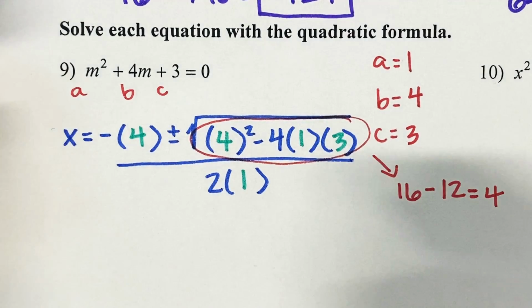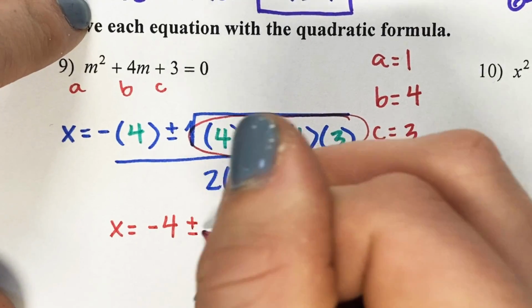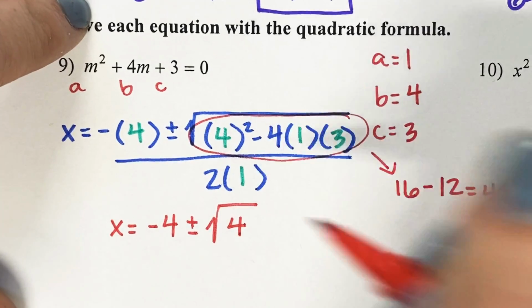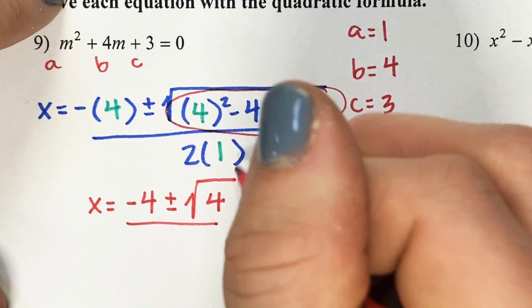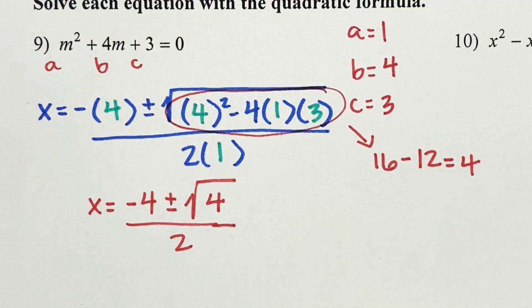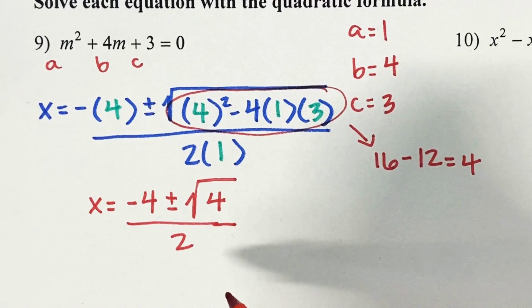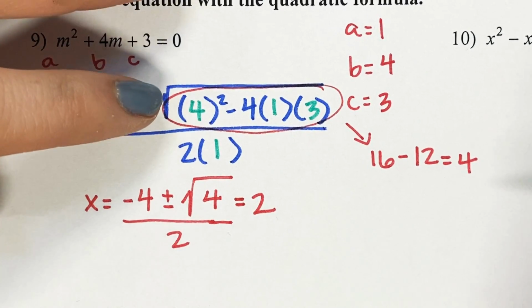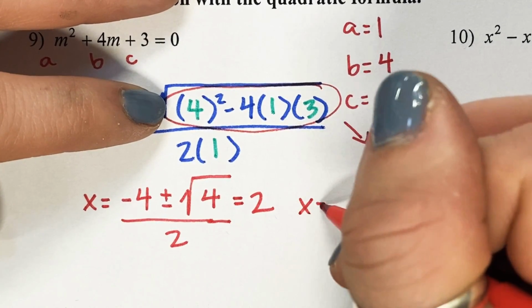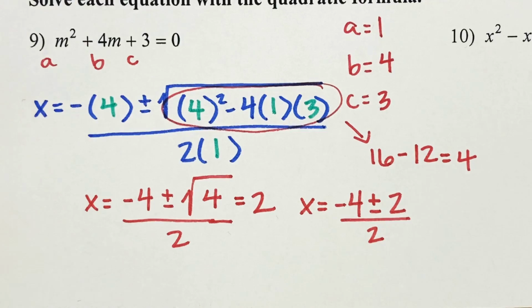Okay, so let's go ahead and rewrite it. So I have x is equal to negative 4 plus or minus the square root of 4. Okay, we know that whole piece turned into a 4, all over 2 times 1, which is just 2. Okay, well, what is the square root of 4? We know the square root of 4 is just 2. Okay, so we can actually rewrite this as x is equal to negative 4 plus or minus 2 over 2.